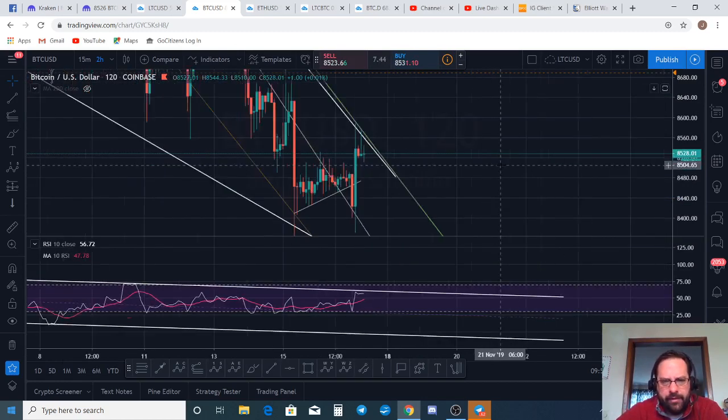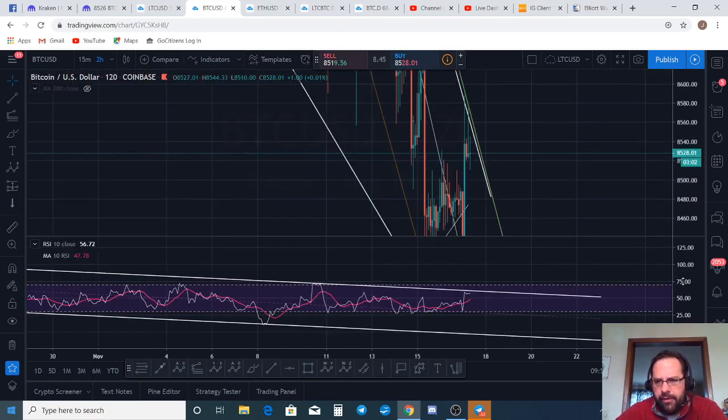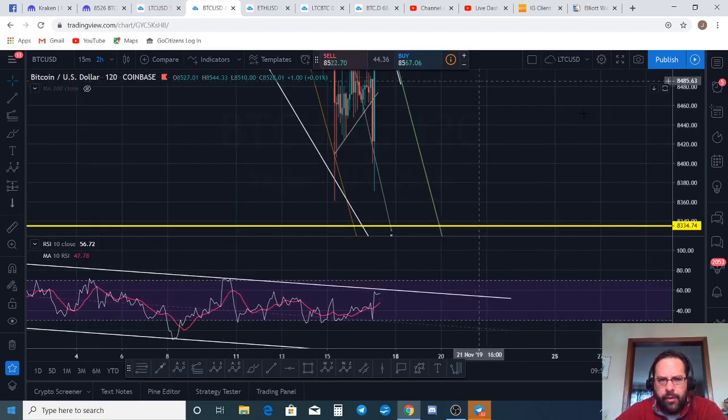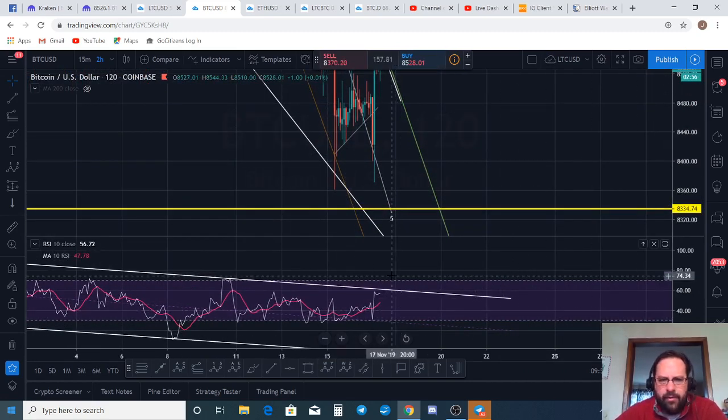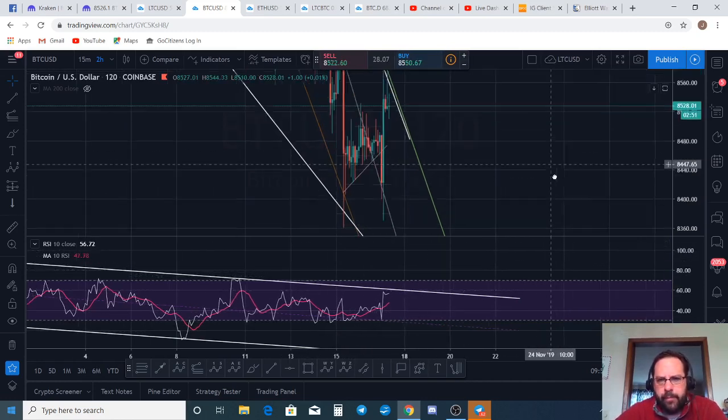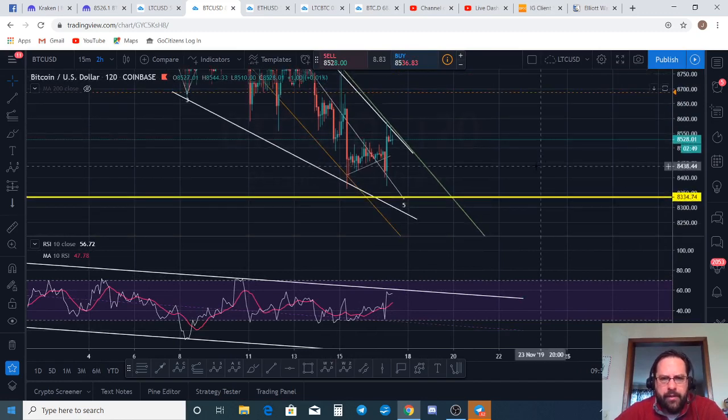Let's see if we have any divergence here. Generally, you do have divergence with a flat. That's going up. There is no divergence there to speak of. But it is a strong move to the upside. So we'll have to watch and see what we're going to get there.